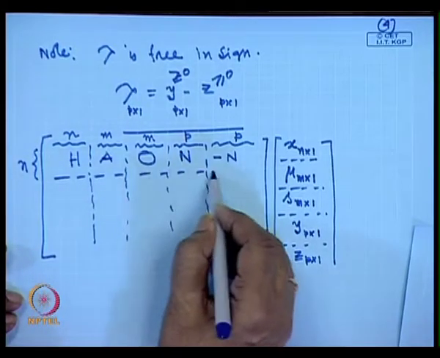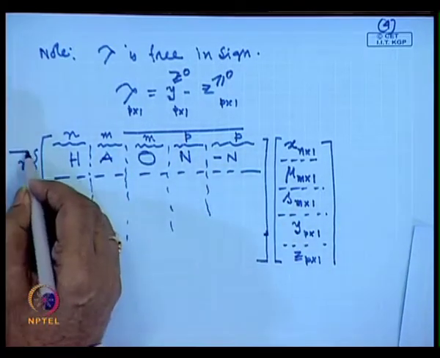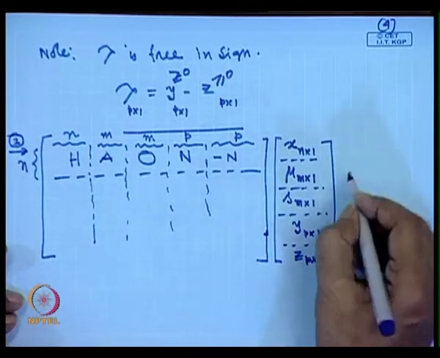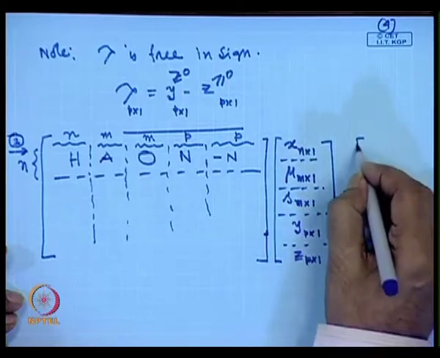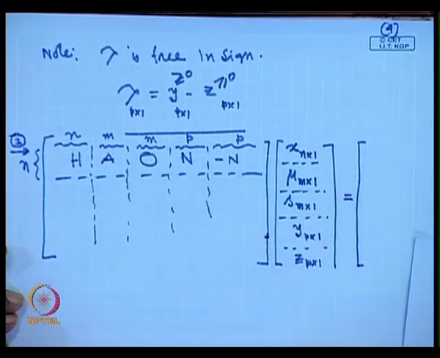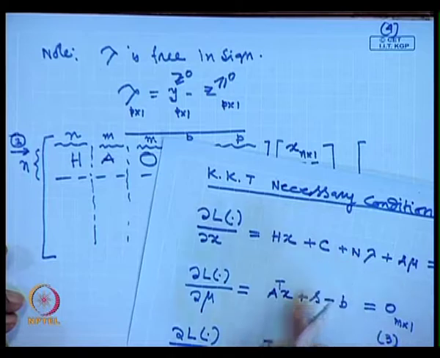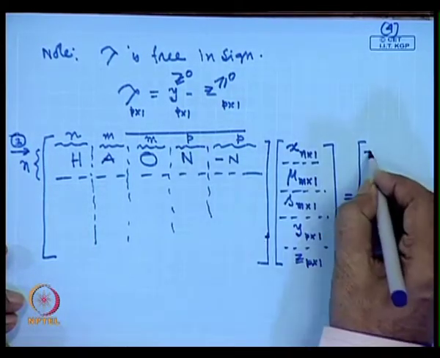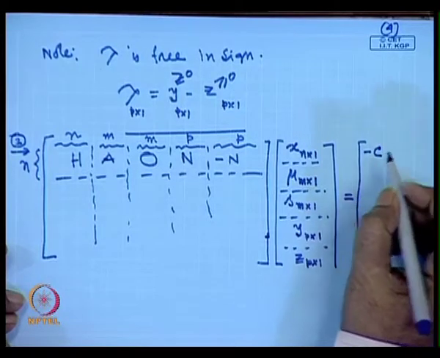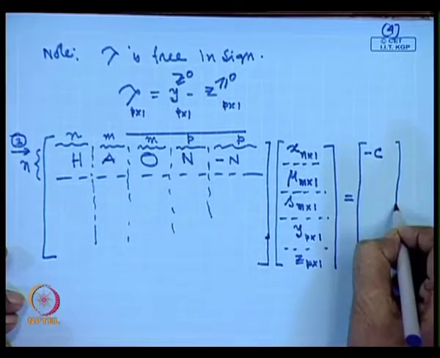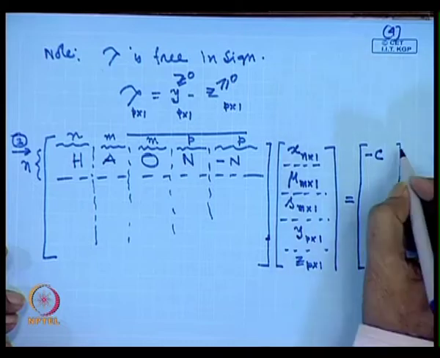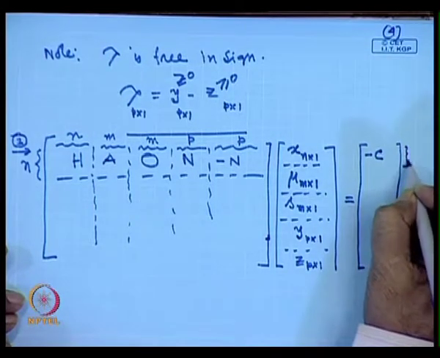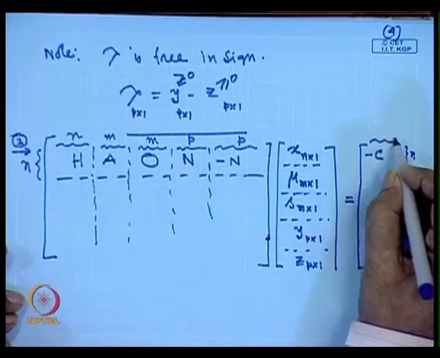I can write this as corresponding to equation number 2 is equal to, what is the right hand side? The right hand side is equal to c. If you take that as a minus c, so minus c, and what is the dimension of this c? It is n rows and 1 column.